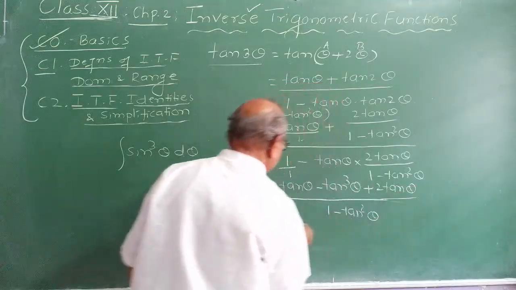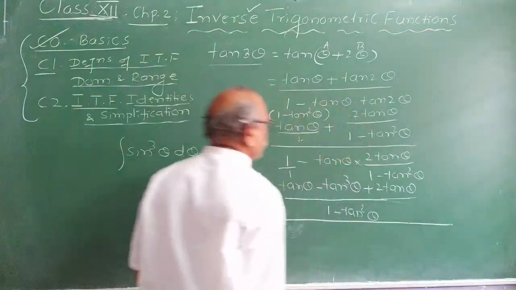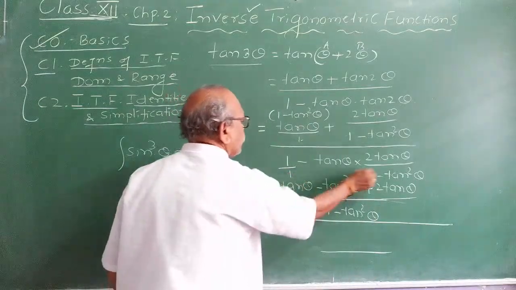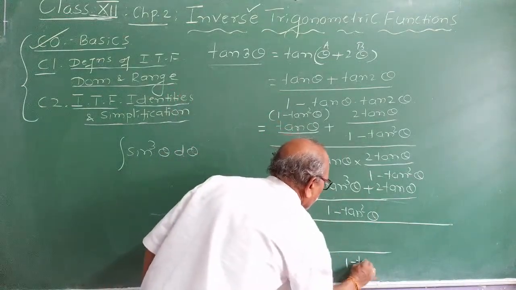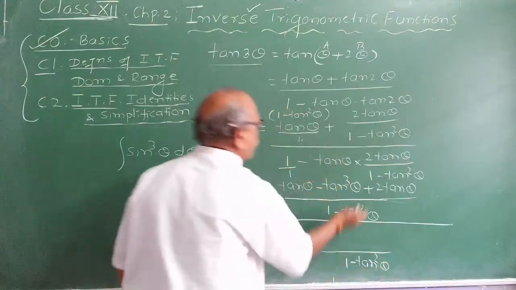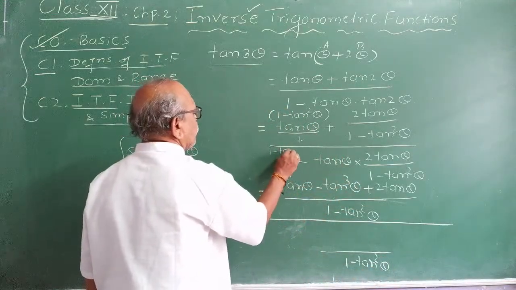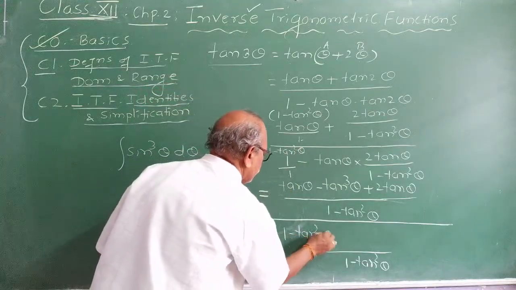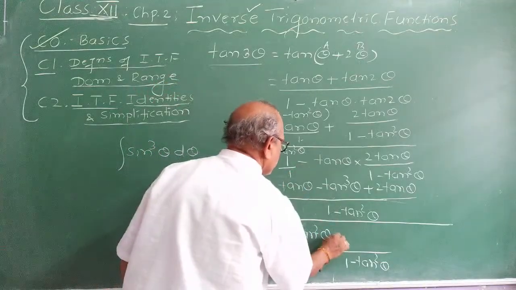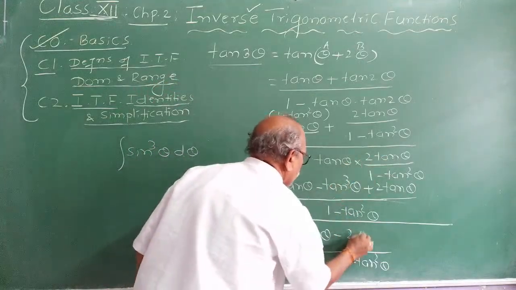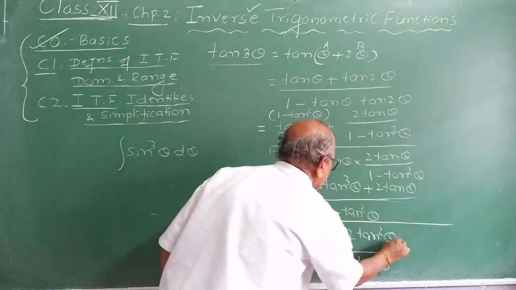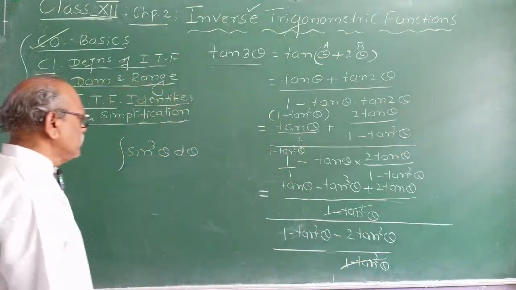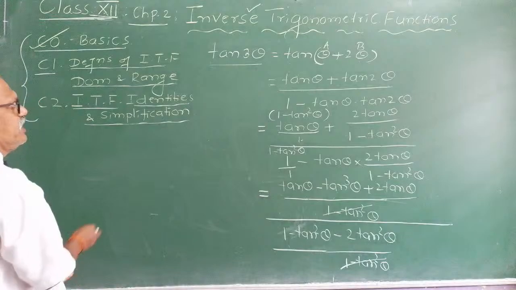Similarly, you take LCM in the denominator, main denominator. LCM of main denominator is here 1 minus tan square theta. After taking LCM, you will get here 1 minus tan square theta. You can write 1 minus tan square theta minus 2 tan theta into tan theta is 2 tan square theta, isn't it? Observe carefully. 1 minus tan square theta, 1 minus tan square theta cancels. Now you are ready with tan 3 theta formula.